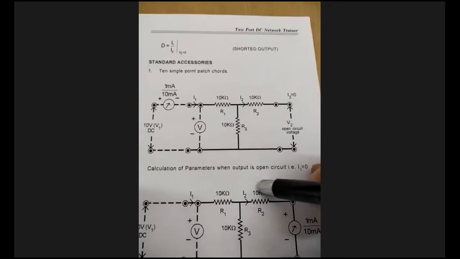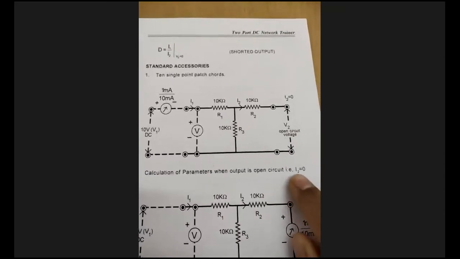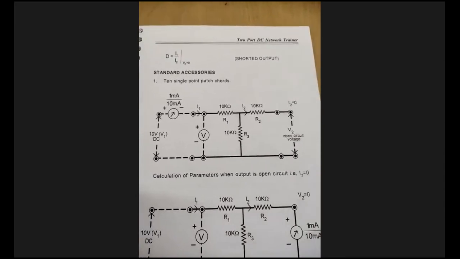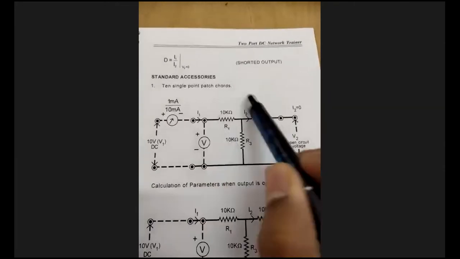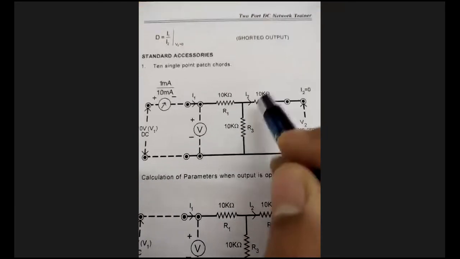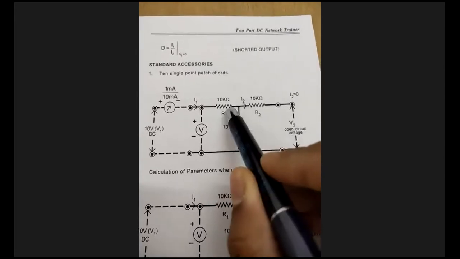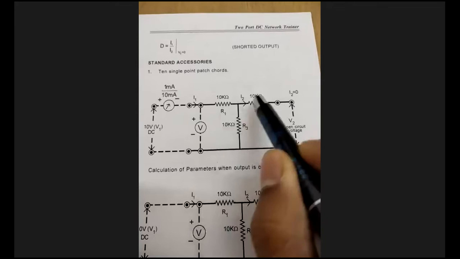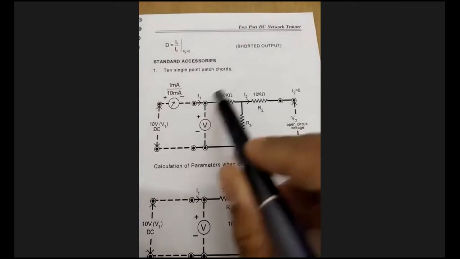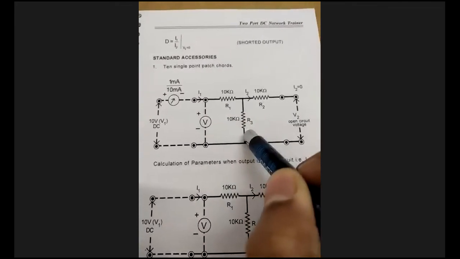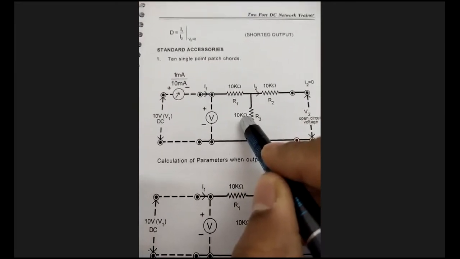First, what we have to do? We have one condition, that is I2 equal to 0. First, we put I2 equal to 0. We want to make the circuit in such a way that I2 equal to 0. So first, this is our two-port network. In the two-port network, we can clearly see three resistors: R1, R2, and R3. These three resistors are combined together to form a two-port network, and the value of each of these resistors is 10 kilo ohm. Is that clear?